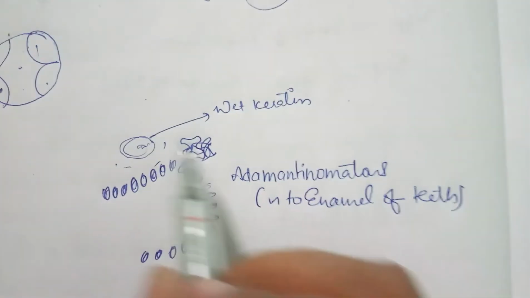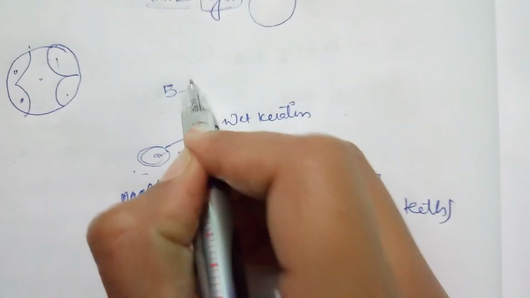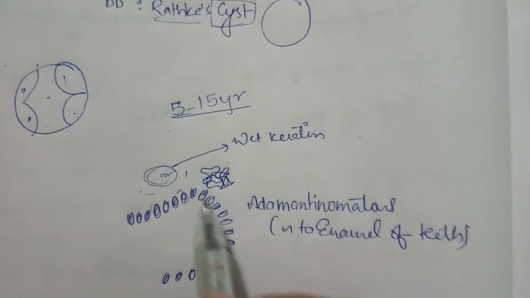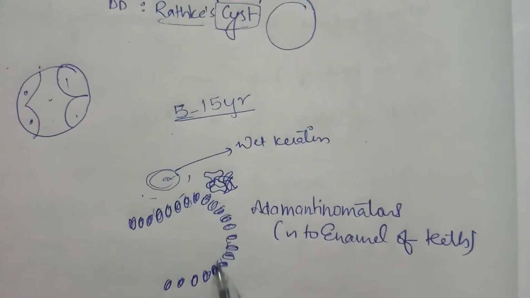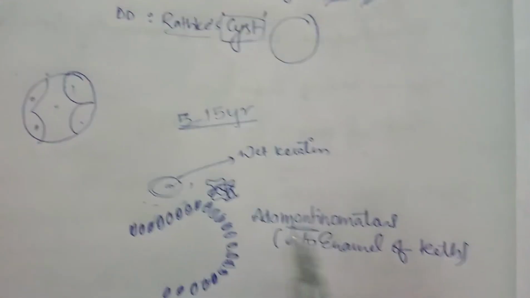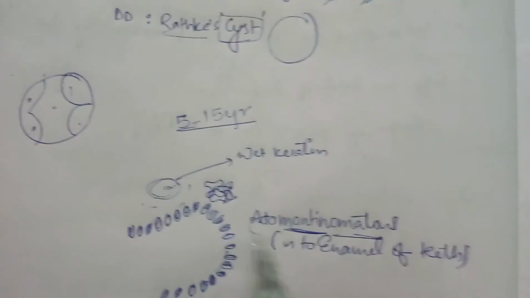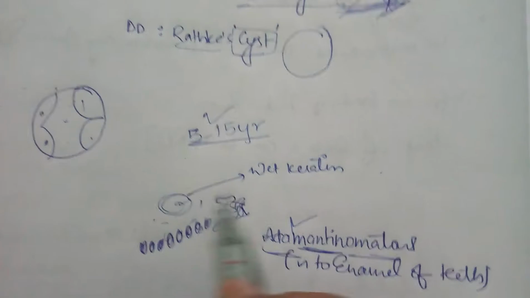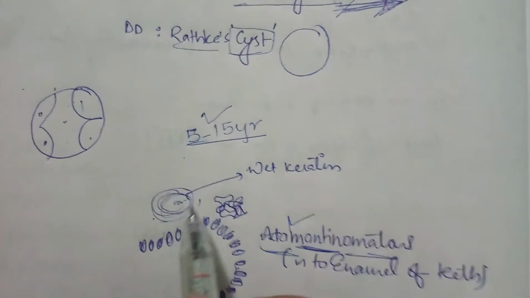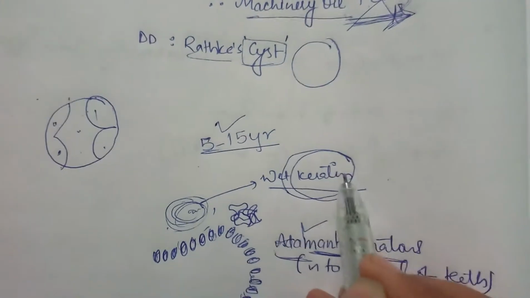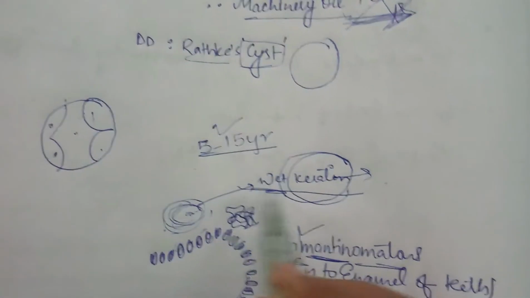When we see histopathologically in the children age group, that is 5 to 15 years of age, there will be a peripheral palisading pattern that is similar to the enamel of the teeth. That's why it is called adamantinomatous type, which is seen in children. And also we see something called wet keratin. As we know, keratin is a pinkish material. So why is it wet keratin?